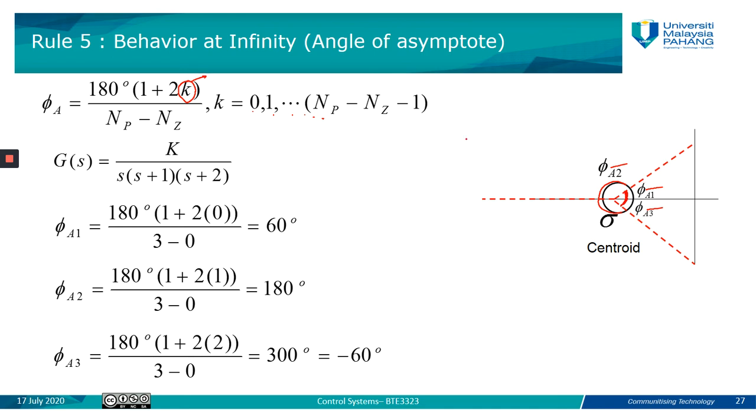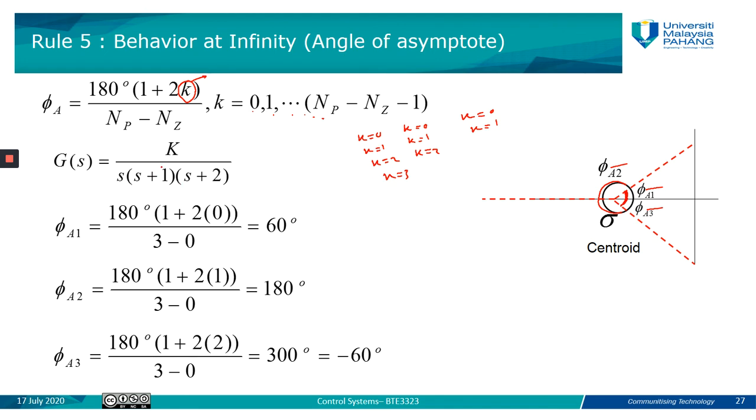If you have 3 asymptotes, we are going to take k equal to 0, k equal to 1, k equal to 2. If we have 4 asymptotes, we take k equal to 0, 1, 2, 3. If we have 2 asymptotes, k equal to 0, k equal to 1. So the value of k will change based on the number of asymptotes, from 0 to the last number of asymptotes.